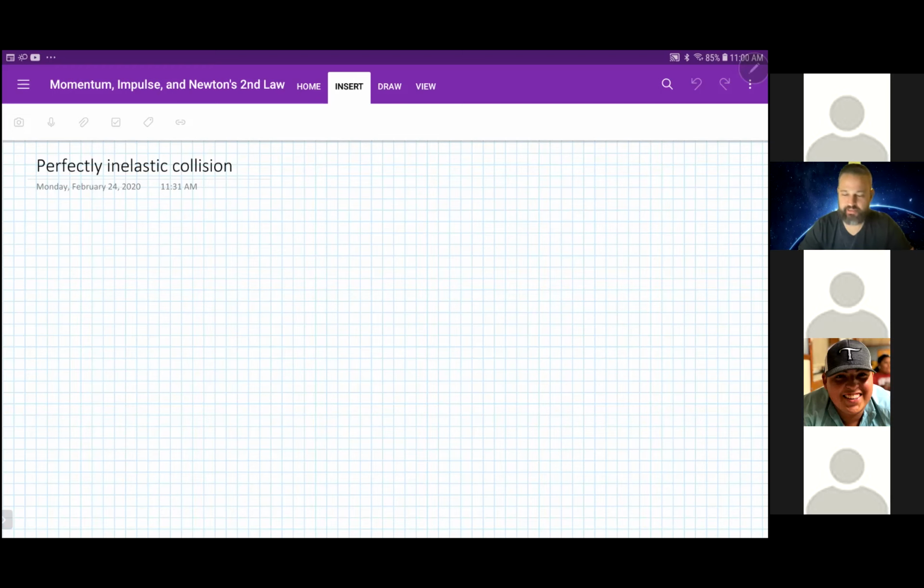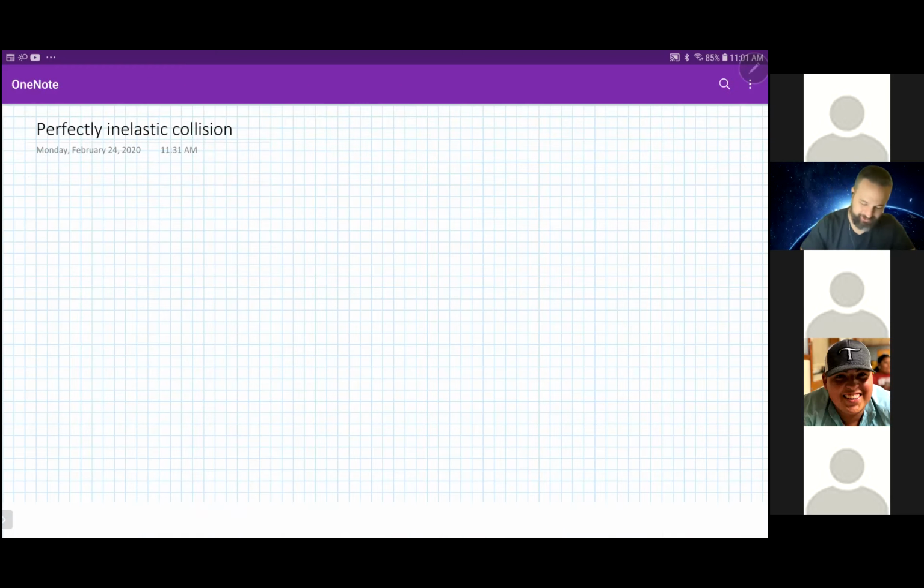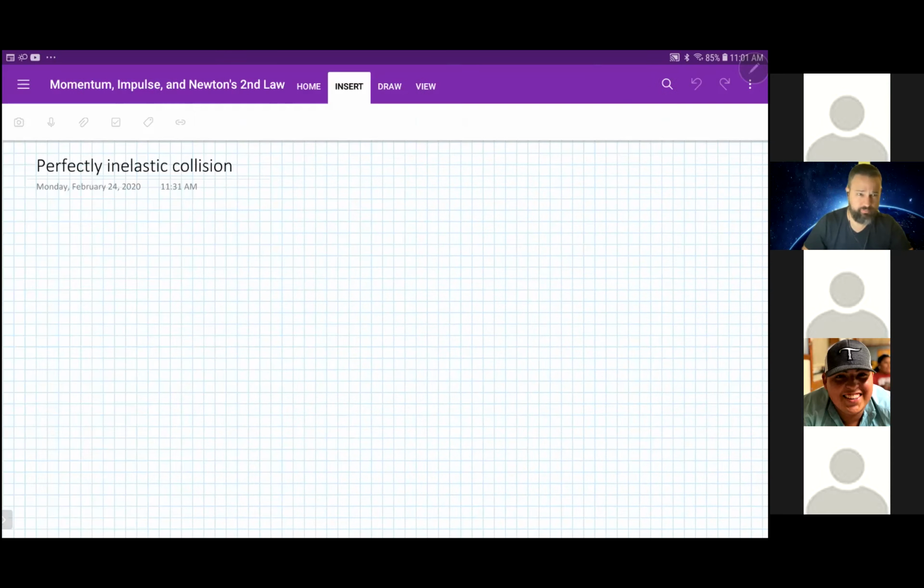Perfectly inelastic collision. So we already looked at, what did we look at? Drawing a blank. We saw conservation of linear impulse and momentum. And we kind of talked about the difference between elastic and inelastic collisions.